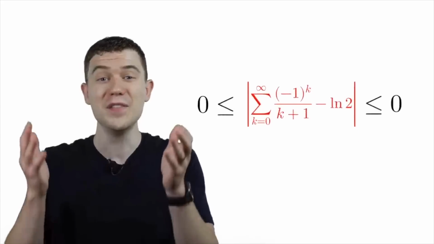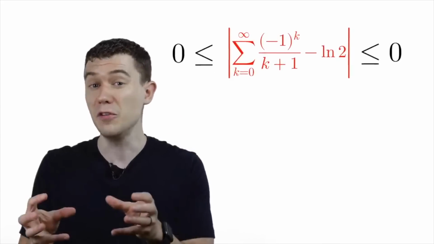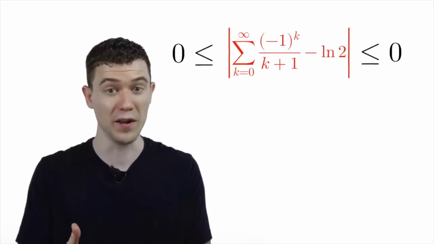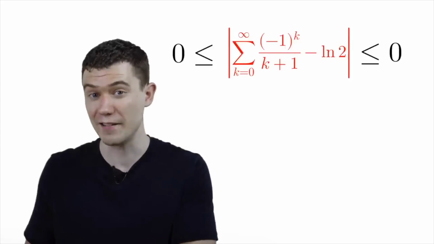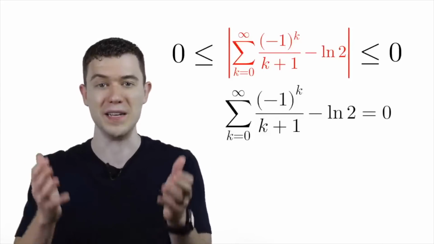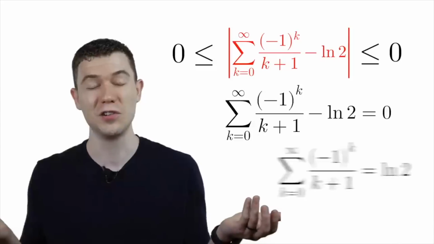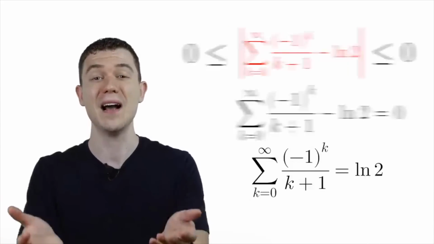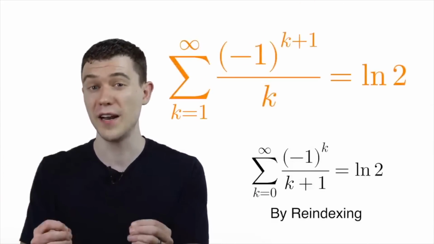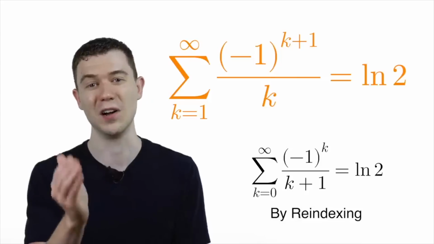And so we have the squeeze theorem. If the middle part is simultaneously greater than or equal to 0 and less than or equal to 0, it must be 0. Add natural log 2 to both sides, and there you have it. The sum of the alternating harmonic series is natural log 2.